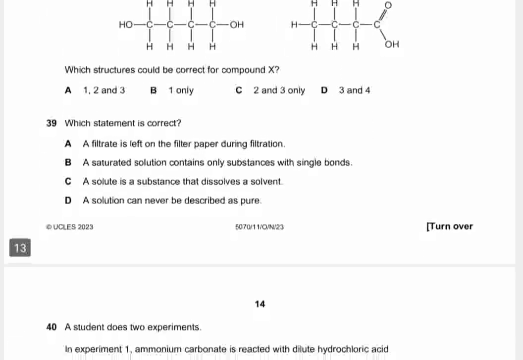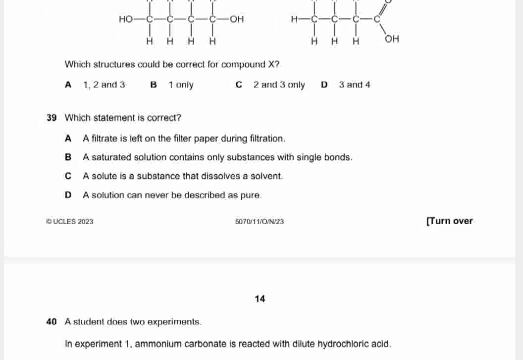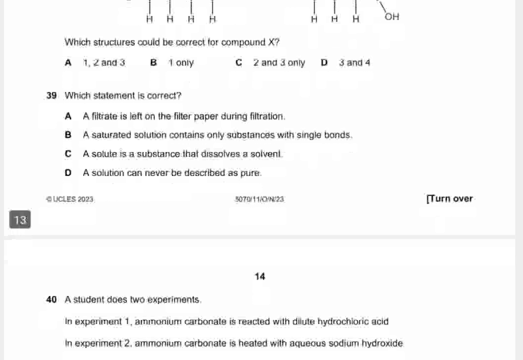Which statement is correct here? A filtrate is left on the filter paper during filtration. A saturated solution contains only substances with single bonds. A solute is a substance that is also a solvent. A solution can never be described as pure. D option is the correct one. A solution can never be described as a pure substance.